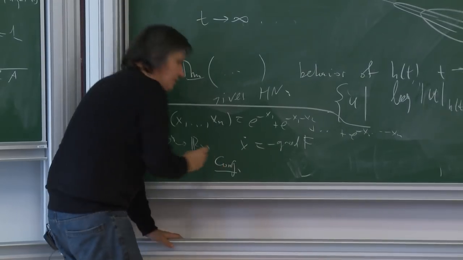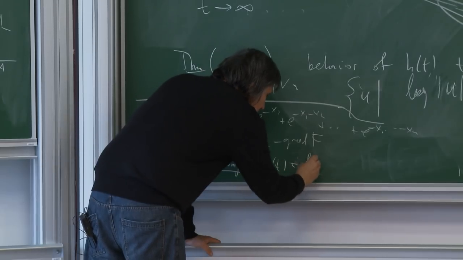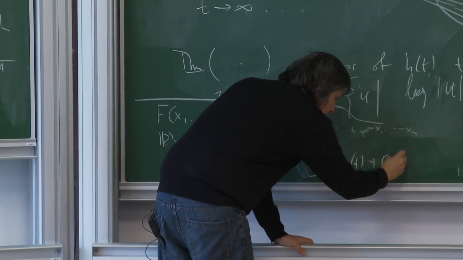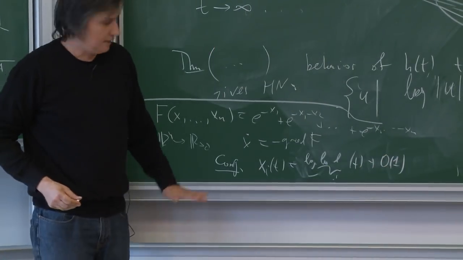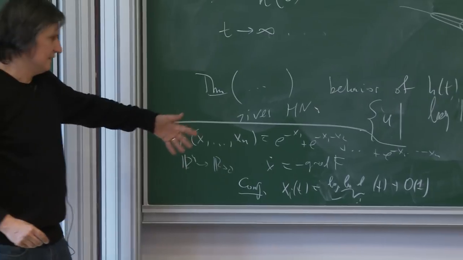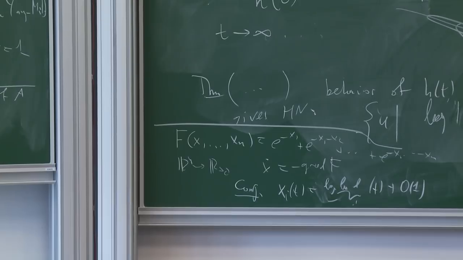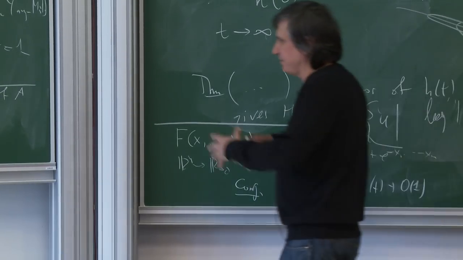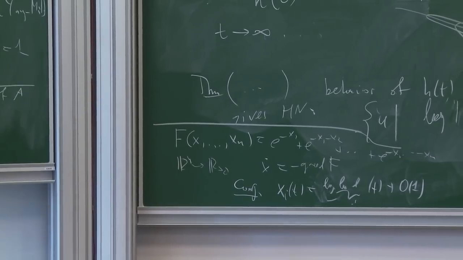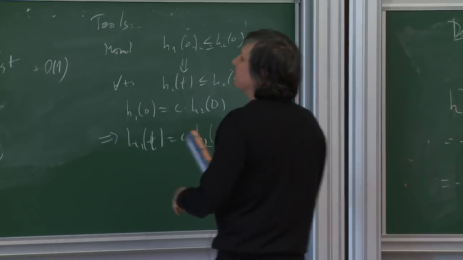Conjecture, which we don't know how to prove, is that x_i of t is log to the i-th times of t plus O(1), big O(1). I don't know how to prove it. I can prove it for n equal 2, because there's an explicit formula. And Lyapunov functions, the method to prove such inequalities, are so horrible already in this case that there's no way to generalize it. Okay. So that's the Harder-Narasimhan flow.